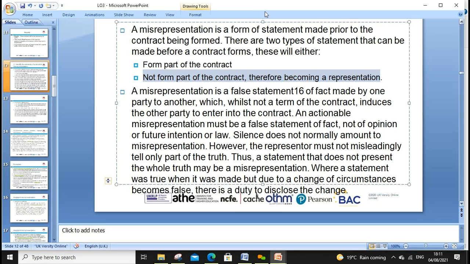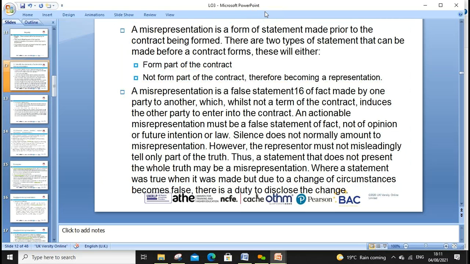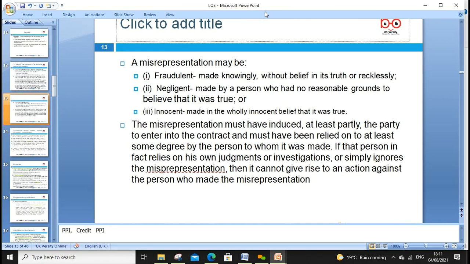However, the representor must not mislead by telling only part of the truth, so that the statement does not present the whole truth. There may be misrepresentation where the statement was true when it was made, but due to a change in circumstances became false, and there is a duty to disclose the change. Any question? No. For example, I was in good health, but suddenly my health changed, so technically should we declare it?